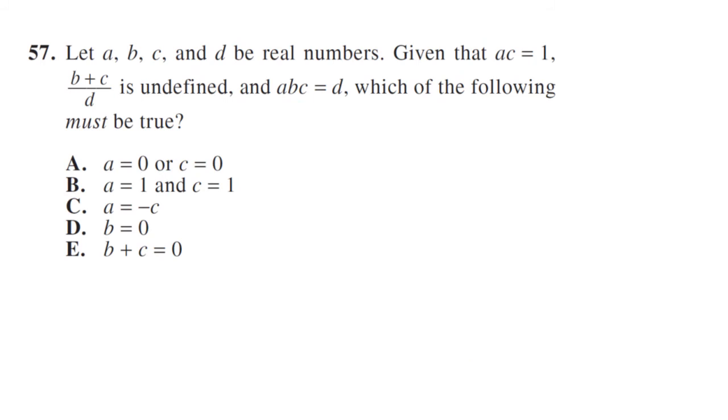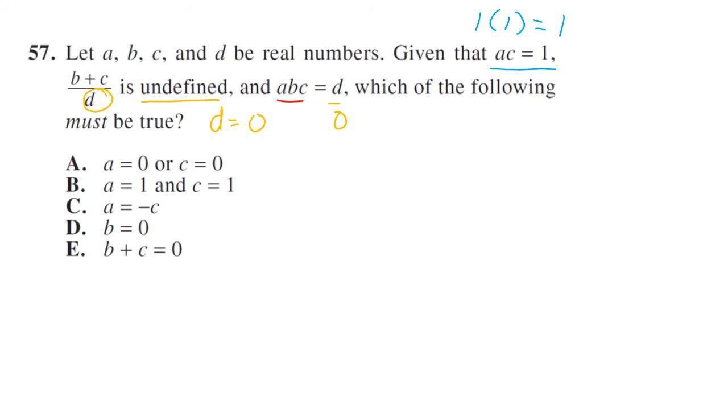Let A, B, C, and D be real numbers, given that A times C equals 1. So that means A could be 1 and C could be 1, because 1 times 1 equals 1. B plus C divided by D is undefined. That means D has to equal 0. So over here, D also equals 0. And then we have A times B times C equals D. So A times B times C equals D, which is 0.